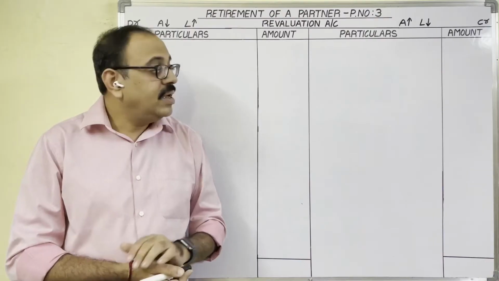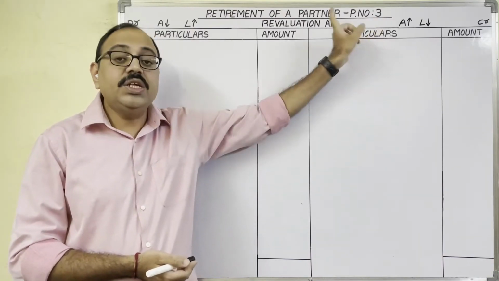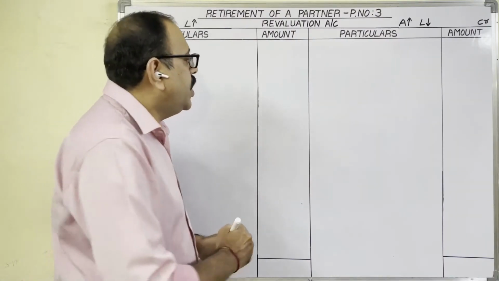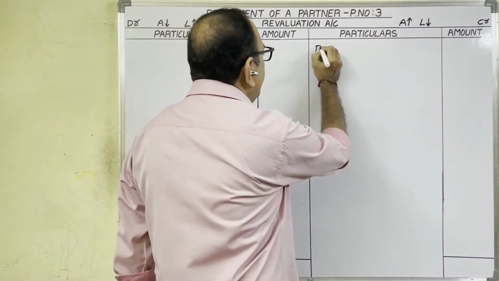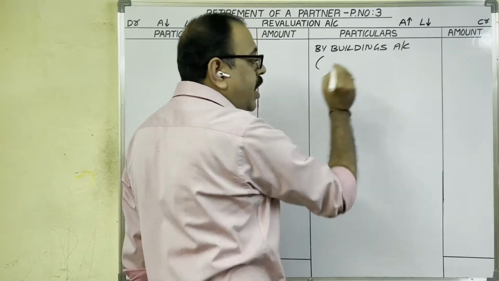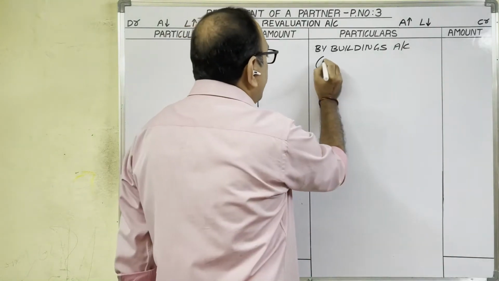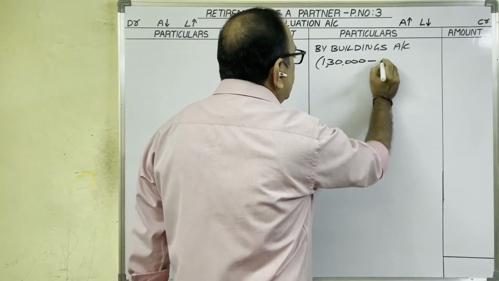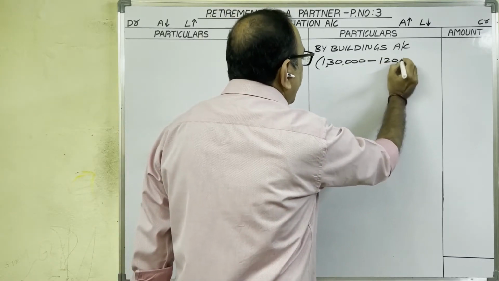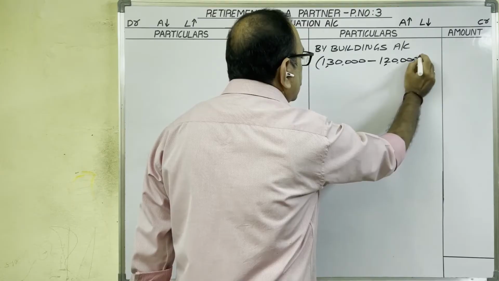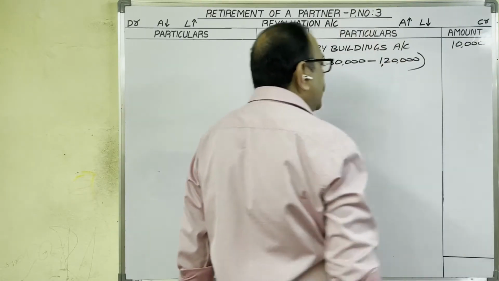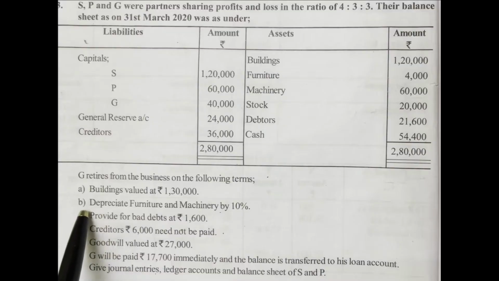Building is an asset. Asset value is increasing. It is a profit. Profits we should show on the credit side now. So write down on the credit side, by buildings account. In brackets, show the calculation. Market value is 1,30,000 rupees minus cost price 1,20,000 rupees. So building value is increased by 10,000 rupees. 10,000 in the outer column.